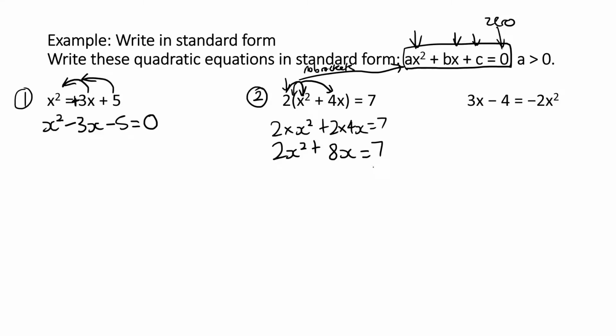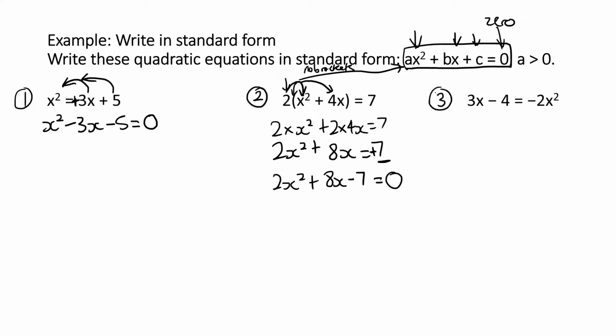So now we're almost at standard form. All we need to do is move your 7 over to the other side. There's no sign in front, so it's a plus. 2x squared plus 8x. You have a plus 7, the opposite of plus 7, you get a negative 7. Once you have a negative 7 there, the right hand side becomes 0. And then that's going to be your standard form.